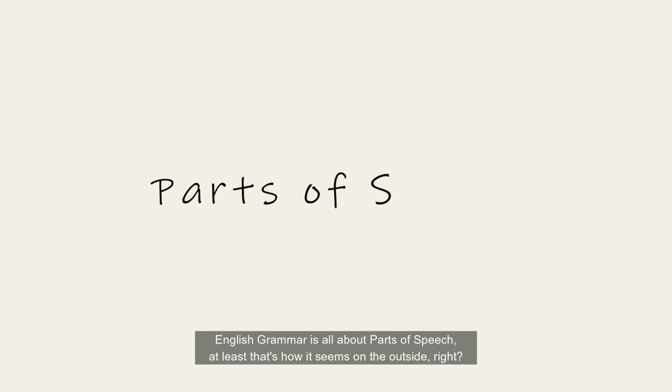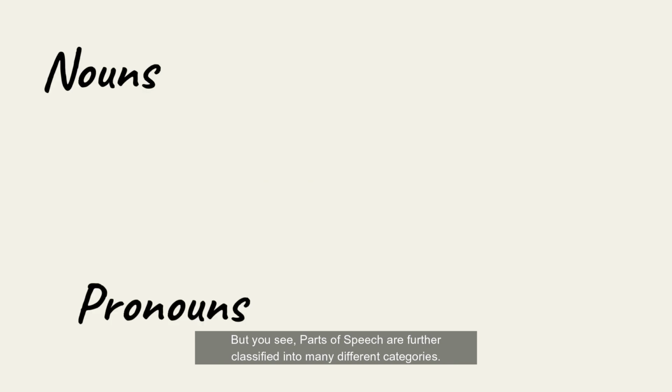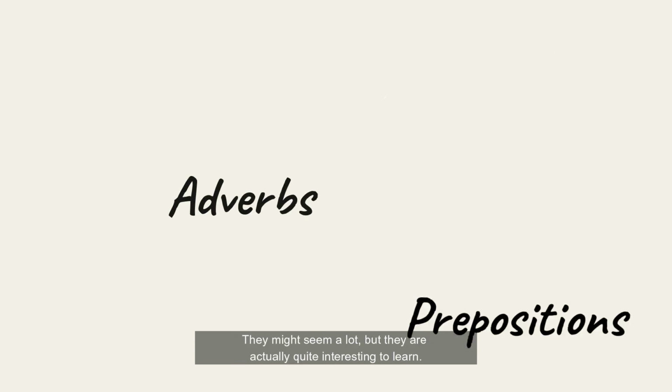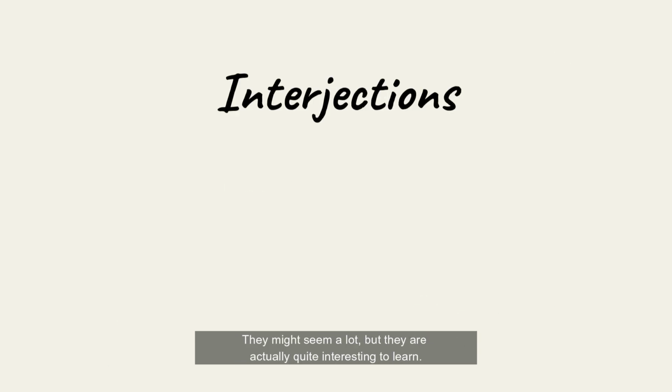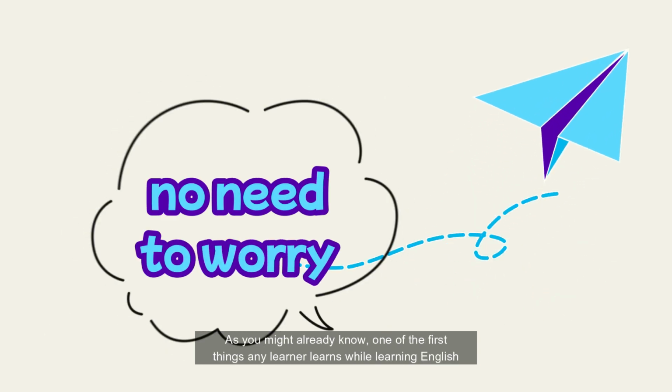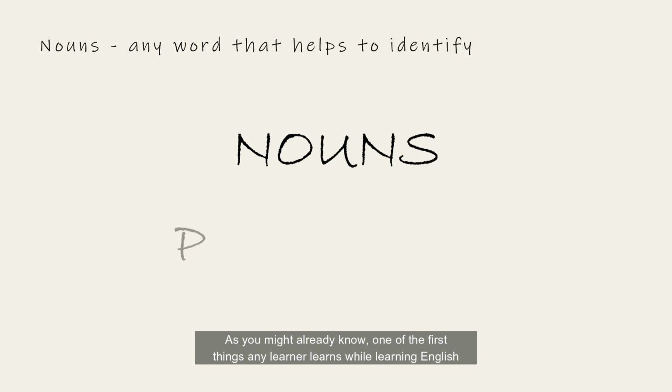English grammar is all about parts of speech, at least that's how it seems on the outside, right? But you see, parts of speech are further classified into many different categories. They might seem a lot, but they're actually quite interesting to learn, and once you get the hang of them, all becomes easy.